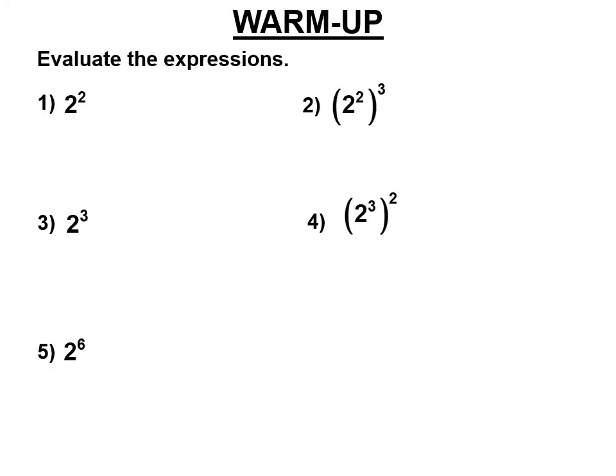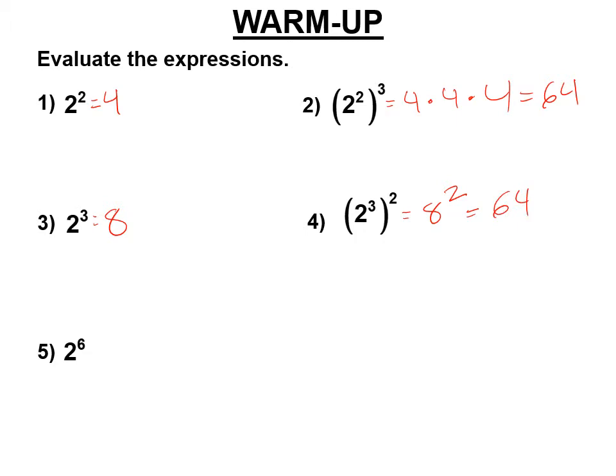So let's see this. We have 2 squared, which is 4. Now 2 squared cubed, that whole thing cubed, would be 4 times 4 times 4, because we said 2 squared was 4. So 4 times 4 is 16, and 16 times 4 is 64. And 2 cubed is 2 times 2 times 2, 8. So 2 cubed squared would be 8 squared, also 64.